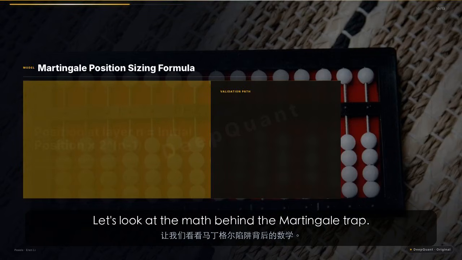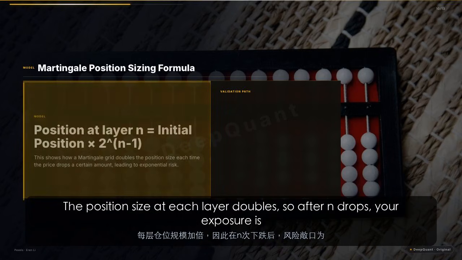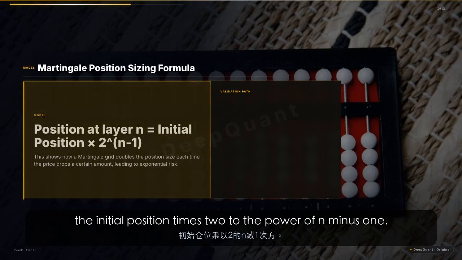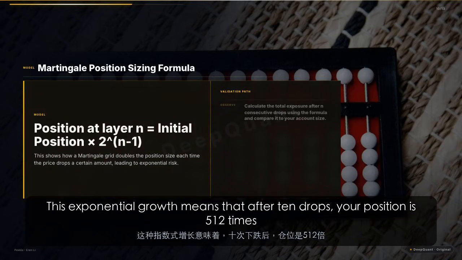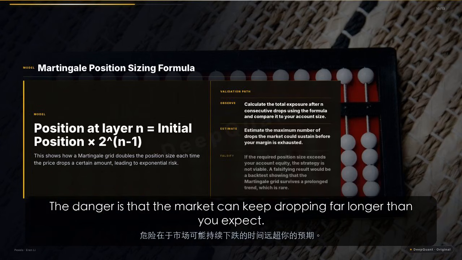Let's look at the math behind the Martingale trap. The position size at each layer doubles, so after n drops, your exposure is the initial position times 2 to the power of n-1. This exponential growth means that after 10 drops, your position is 512 times your initial size. The danger is that the market can keep dropping far longer than you expect.